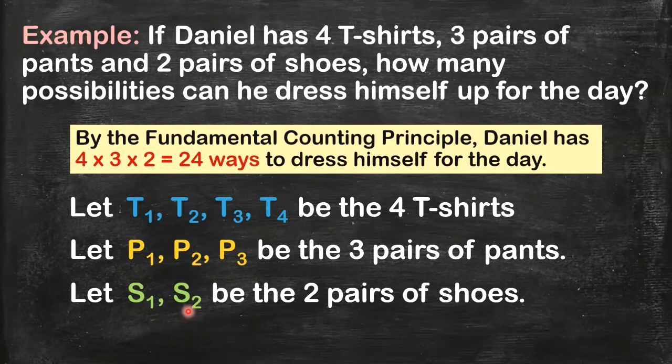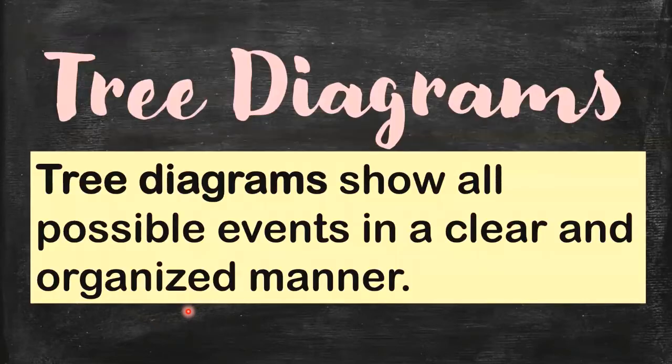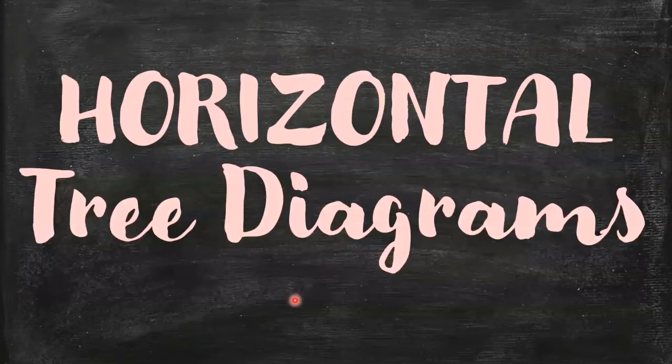Let me introduce you the first method on how to list down all the possible outcomes. Here, we're going to use tree diagrams. Actually, ito yung pinaka-advisable na gamitin ninyo, because tree diagrams show all possible events or outcomes in a clear and organized manner. So, napaka-systematic kapag tree diagrams ang gagamitin ninyo in listing down all the possibilities. Let us see. There are 2 types of tree diagrams. We first discuss the horizontal tree diagrams.